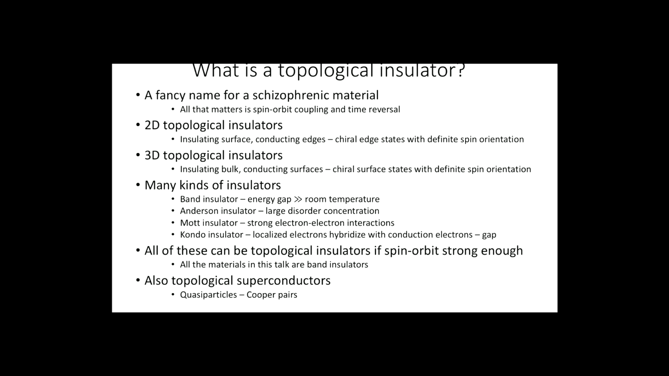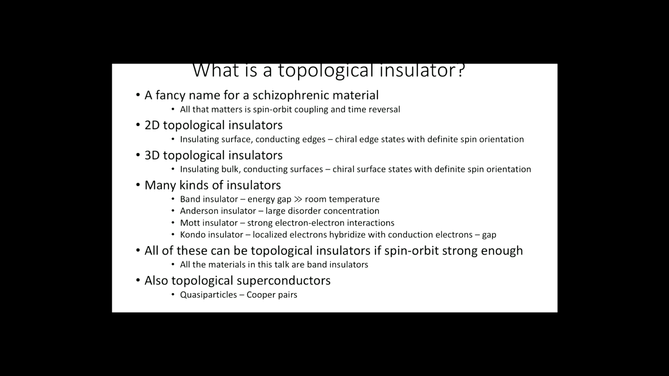When you have a lot of impurities, you get more and more weak localization until the conductivity goes all the way down to 0 and the system becomes an insulator. So that's an Anderson insulator. So an Anderson insulator, as actually Shunqing Shen showed, can also become a topological insulator. There's also a Mott insulator as a result of strong electron-electron interactions.